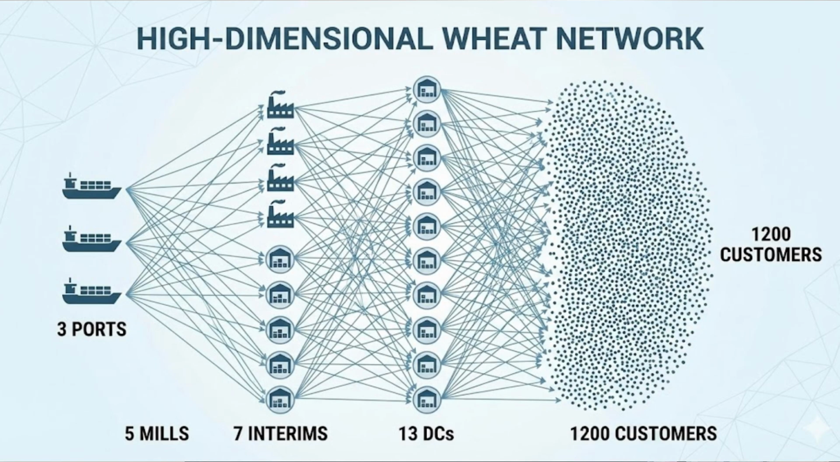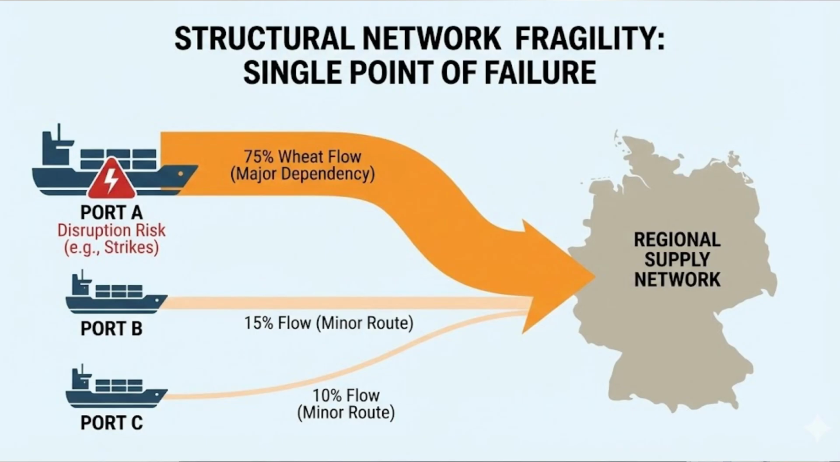For the problem we are solving, there are some core unique challenges that pose additional complexity. Firstly, this is a high-dimensional network with many nodes and possible flows. So there are 3 ports, 5 mills, 7 interim warehouses, 13 distribution centers, and 1,200 customers. Secondly, there's a structural network fragility. 75% of the volume of the wheat flows to the country via Port A, which creates a single point of failure where localized disruptions, such as port strikes, would sever supply for a big portion of the business.